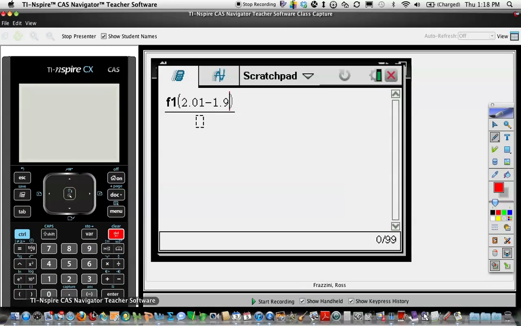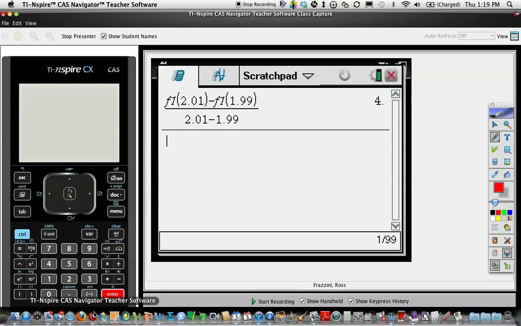0.01. Okay, that's the first y value, right? And then we want to subtract the other y value, so we have to arrow out of the parenthesis. And then minus, there you go, now do the F1 again. Wouldn't that be subtracting the y's right there? And then what would go on the bottom? 2.01. So you just tab down, 2.01 minus 1.99. And then hit enter. This would be our slope calculation. There you go. So it tells the slope of 4.